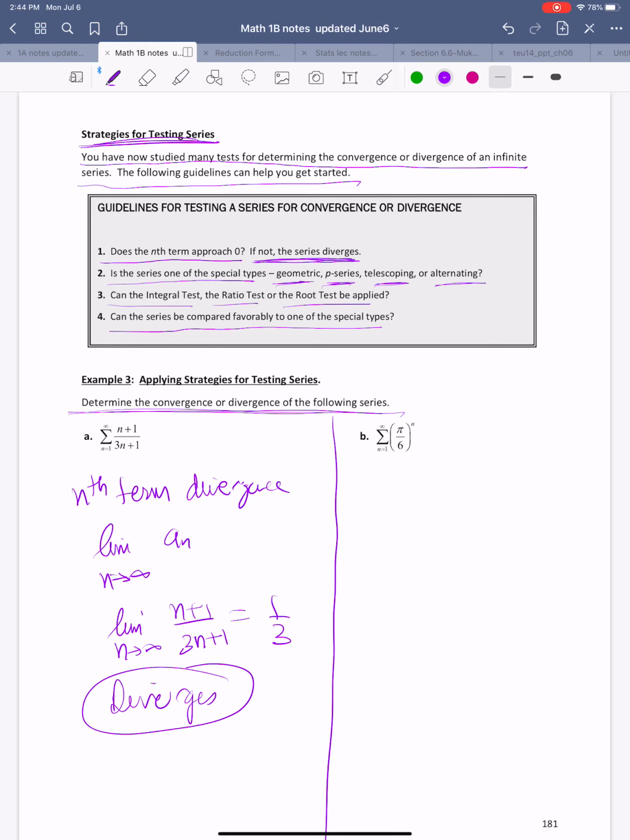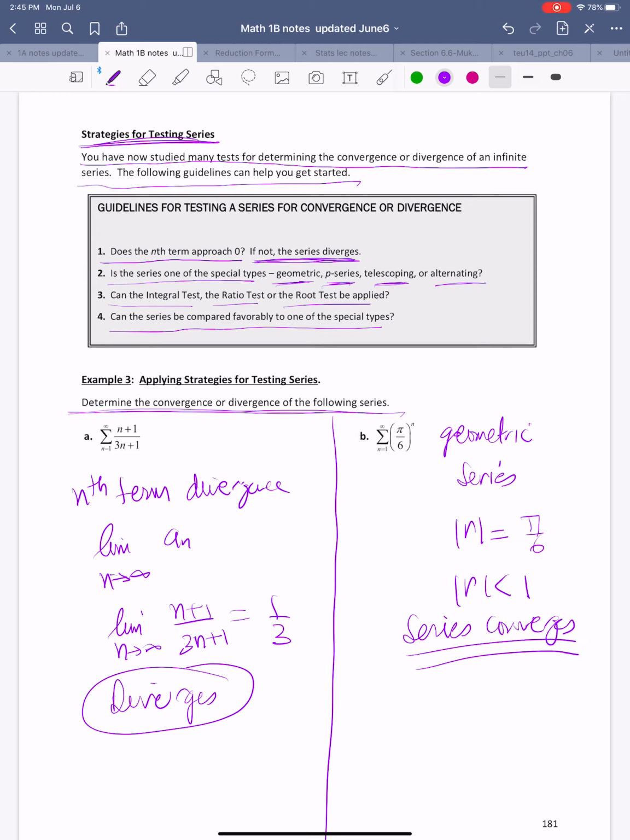Next example, the summation from n equals 1 to infinity of (pi over 6) to the power n. This one looks like a geometric series with the common ratio equal to pi over 6. Let's see what pi over 6 is using the calculator. Pi over 6 turns out to be less than 1. That means the series converges. Again, we are not looking for what it converges to. We're just asking if the series converges or diverges.